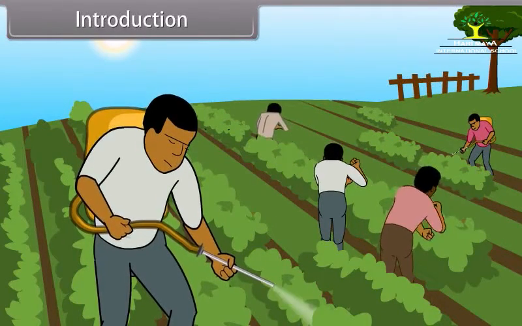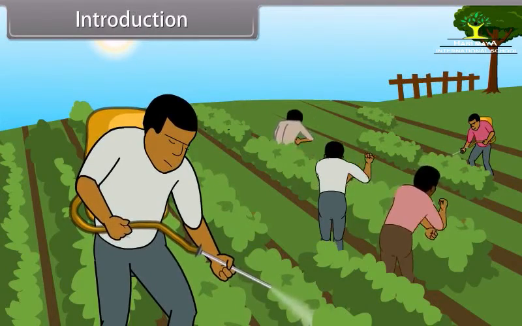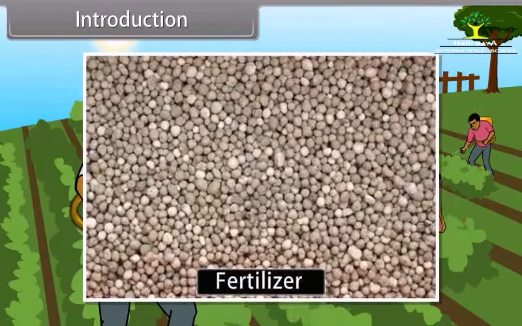Students, as we all know, fertilizers are widely used in modern era agriculture. Fertilizer use has been shown to be very effective in increasing agricultural productivity. About 40% of world protein production is based on synthetic ammonia.